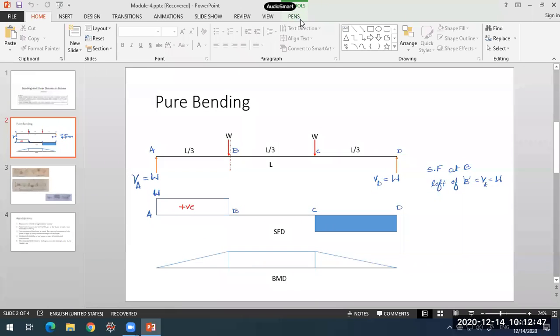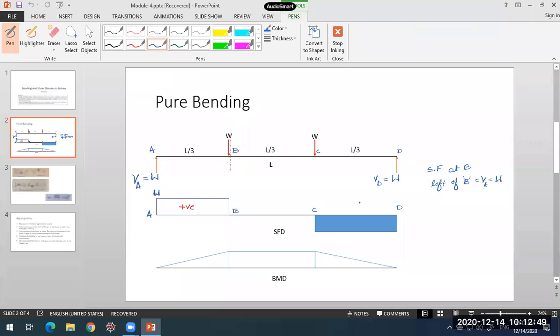To the right of B, if you follow the procedure we followed in the previous module, when you cross this concentrated load, it will be equal to VA minus the applied concentrated load W. That comes out to be 0 because VA is also equal to W in our case. So here the shear force is 0.